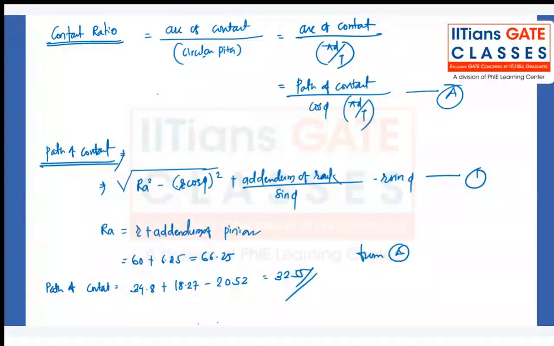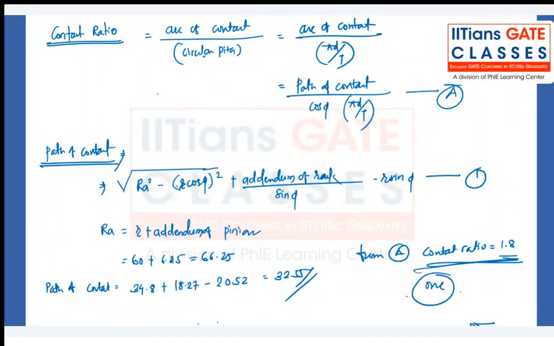Then you put it in equation A. From A you will get the contact ratio as 1 point something, 1.8 something. So hence you can say the minimum number of pairs in contact is 1. If it were 2 point something, then the answer would be 2, but it is 1 point something. So the minimum number of teeth in contact is 1. One tooth is the answer.